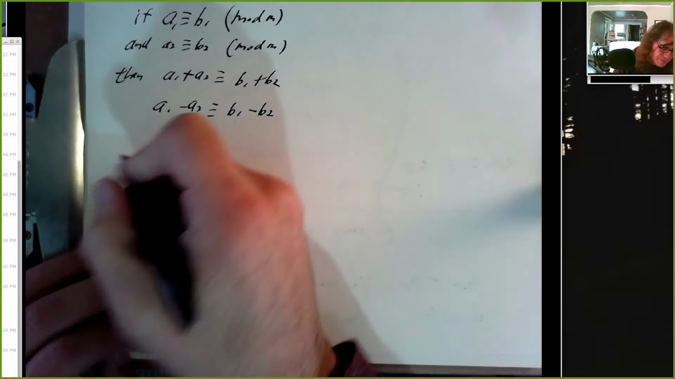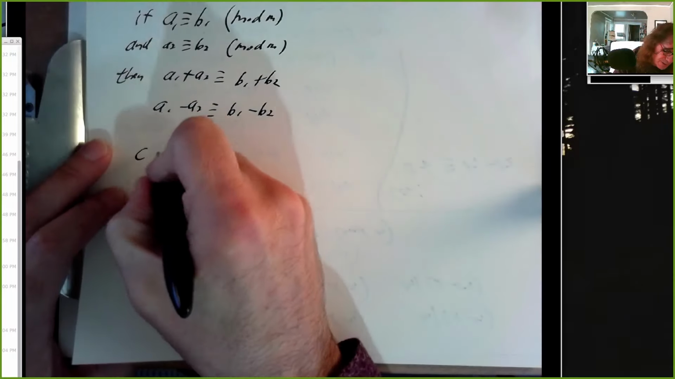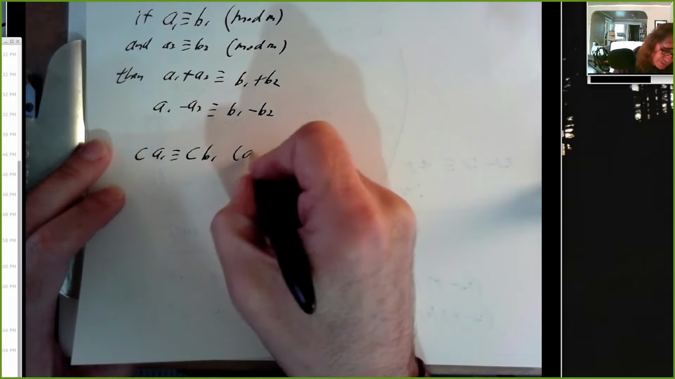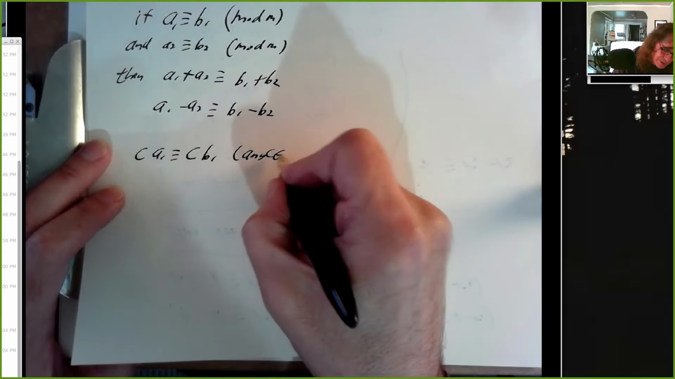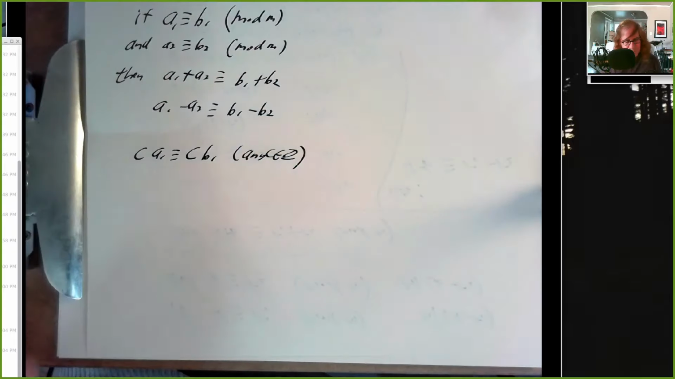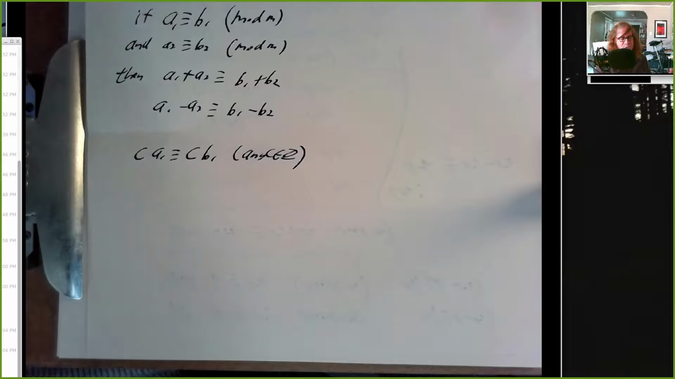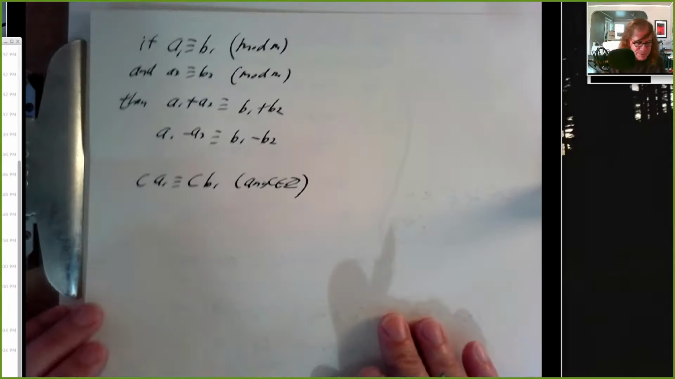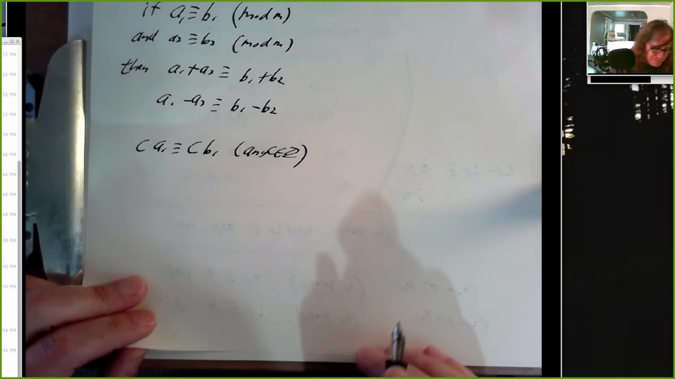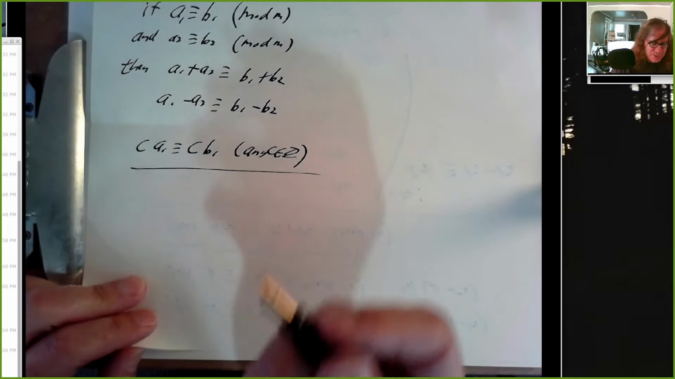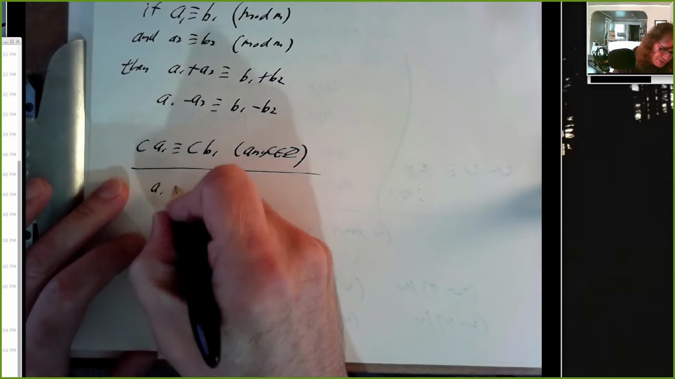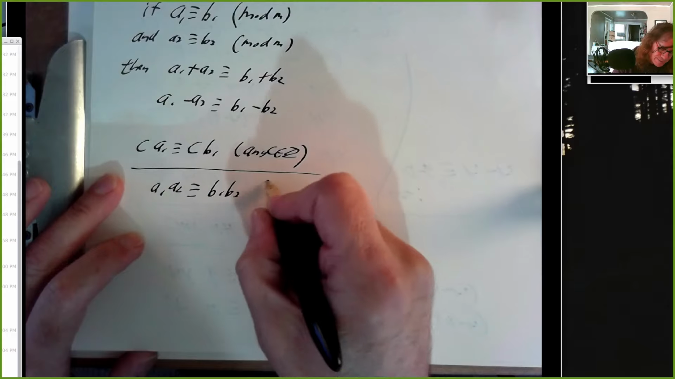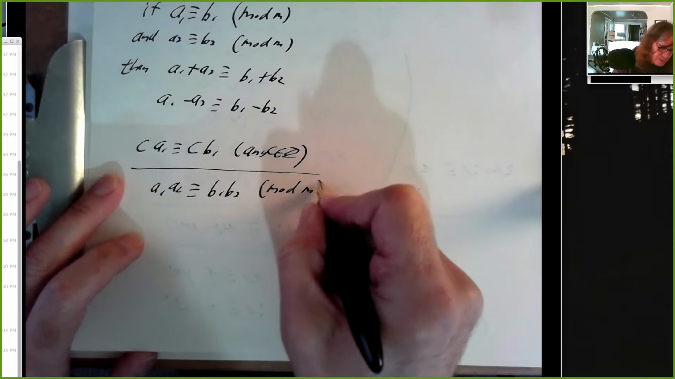So we have a third factoid. C times A1 is congruent to C times B1 for any integer C. And so in particular, A1 times A2 would be B1 times B2. Well, I guess we have to show that too. I won't show that, but you can do it exactly the same way. A1 times A2 will be congruent to B1 times B2 modulo M.